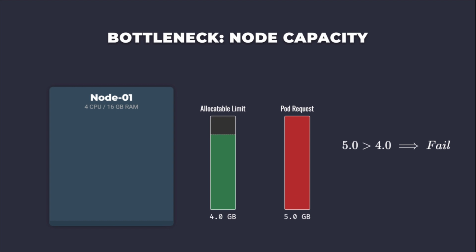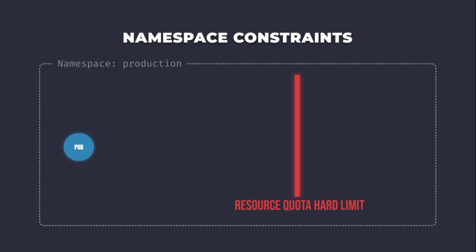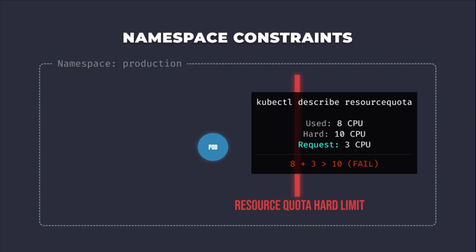Requests are reserved capacity, not current usage. High utilization does not cause pending, but insufficient reservation capacity prevents scheduling. Ensure the sum of all requested resources on a node, including the new pod, does not exceed the node's allocatable capacity. Namespace-level constraints often silently block pod placement before the scheduler even considers node capacity.